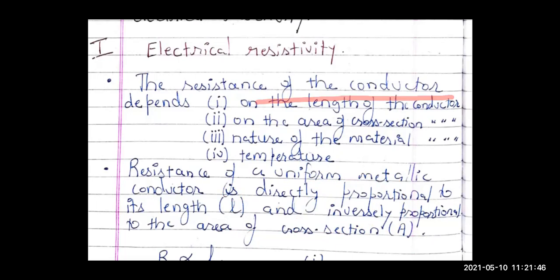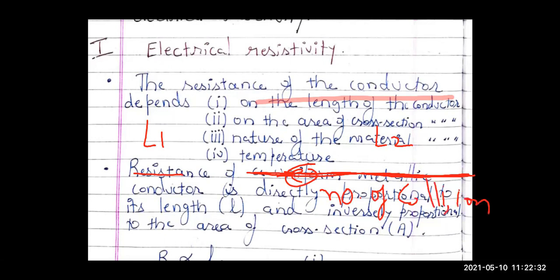Suppose I am having two wires and the area is the same. One wire is a short wire, suppose the length of the wire is L1. Another wire is a long wire, and you can see its length is L2, right? So in wire L2, the electron has to cover a longer distance. So the number of collisions between the electron and the wall of the conductor will be more. As the number of collisions is more, the value of resistance will be more, right?